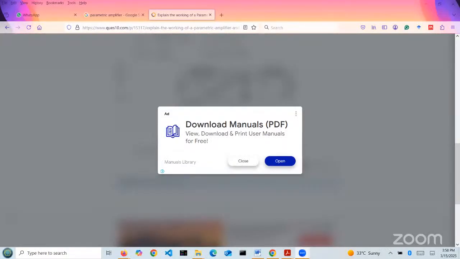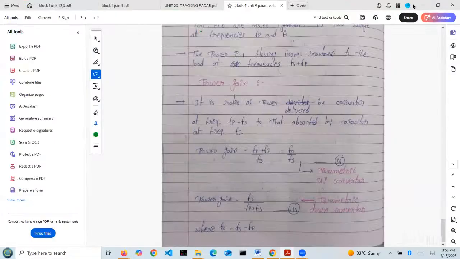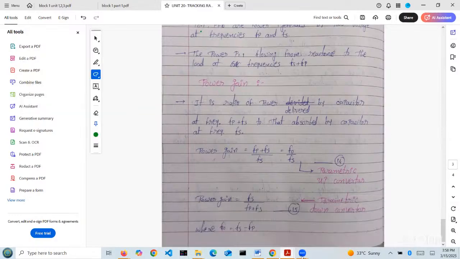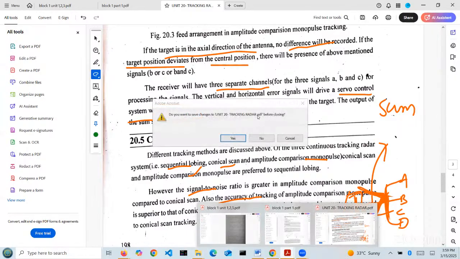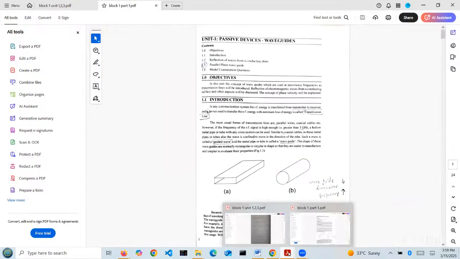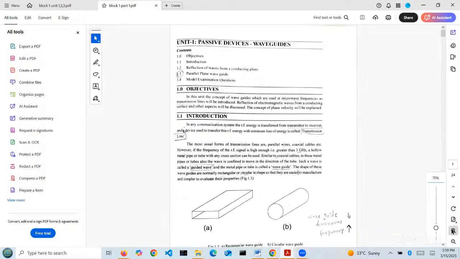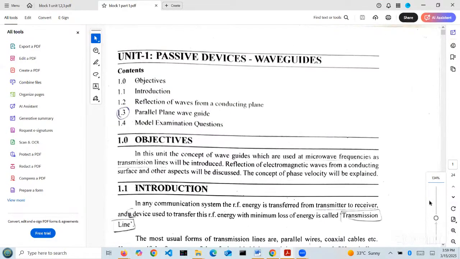Now we will come to block 1. Block 9 is completed. Next we have units 1, 2, 3. In units 1, 2, 3, what are the things, which questions can be expected as essay, which questions will be expected as short? We will see all these.